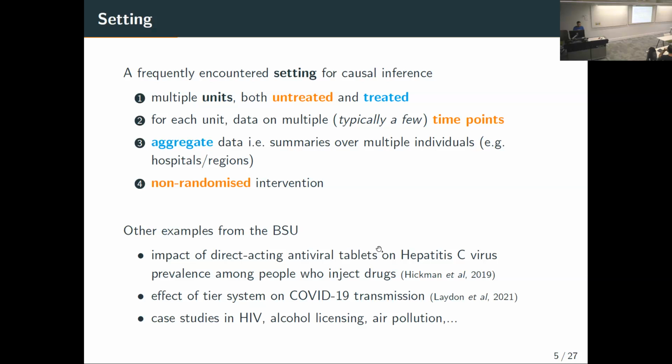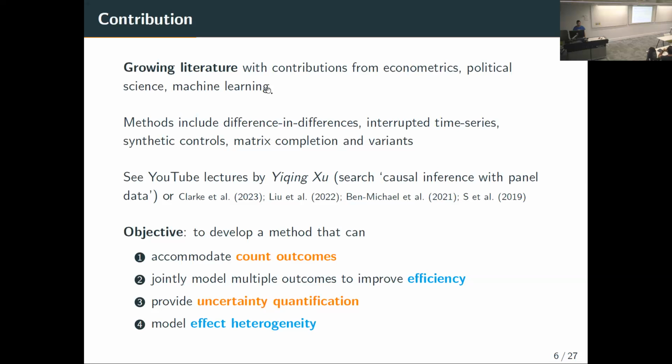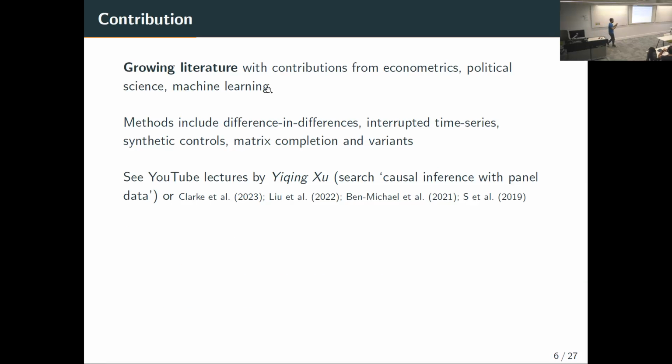I just want to say, before I show how we're going to go about modeling this, that this is a very large literature. The setting I showed you before seems quite restrictive, but it appears not only in public health and epidemiology, but also in econometrics, political science, and marketing. There are a lot of contributions from these areas, and more recently from machine learning research. The main methods that you might have heard of and even used yourselves include difference-in-differences, interrupted time series, synthetic controls, matrix completion, and variants of those methods. Sometimes people combine them. As I say, it's a big field.